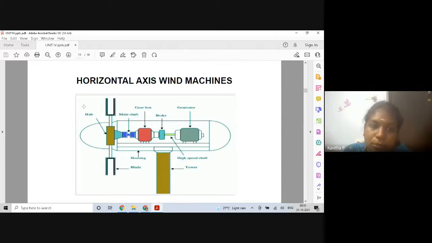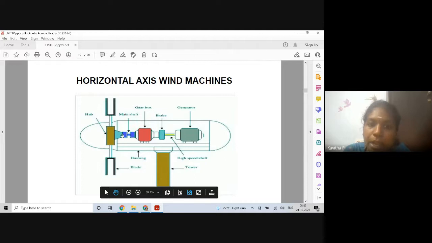As soon as the wind hits the blade, a pressure difference is created, and the wind blades are in airfoil shape. Due to the pressure difference, the wind blade starts rotating, and that rotation is the mechanical energy which is transferred to the main shaft. That rotation is probably somewhere between 60 to 80 RPM, and this main shaft is also called a low speed shaft, where it transfers all the mechanical energy to the gearbox.